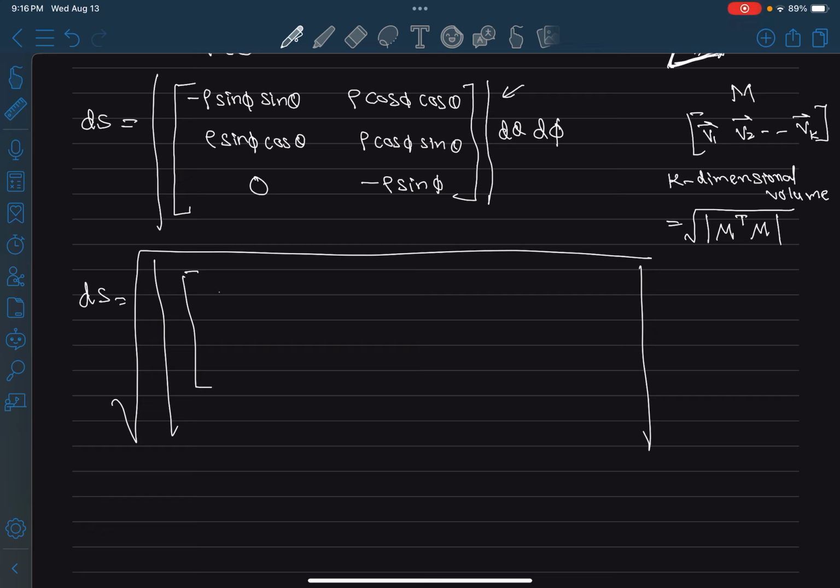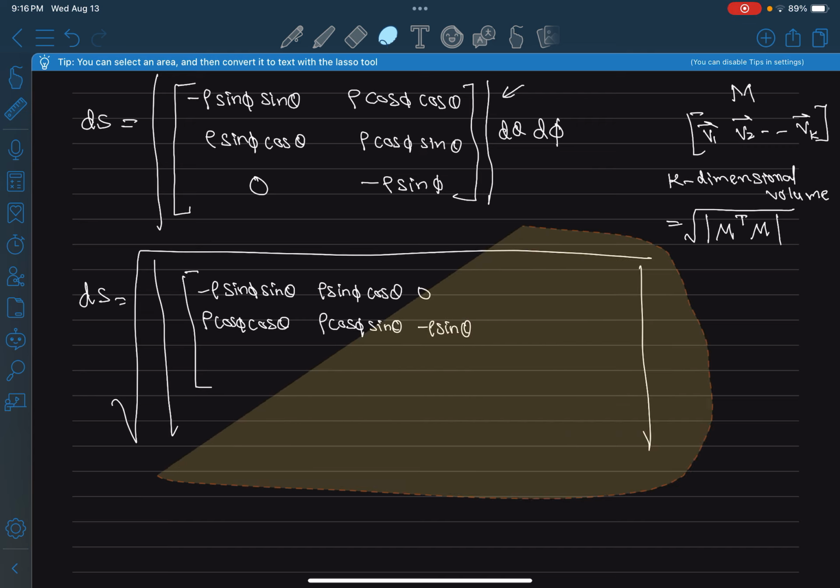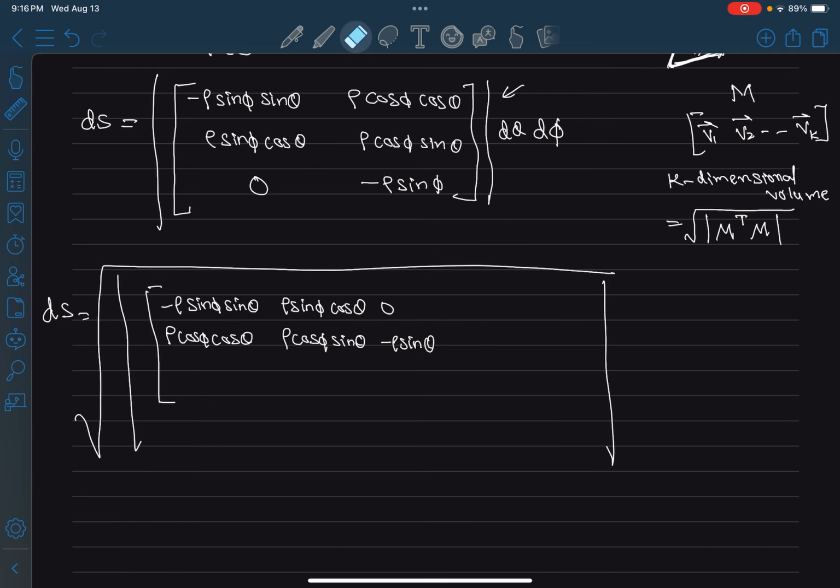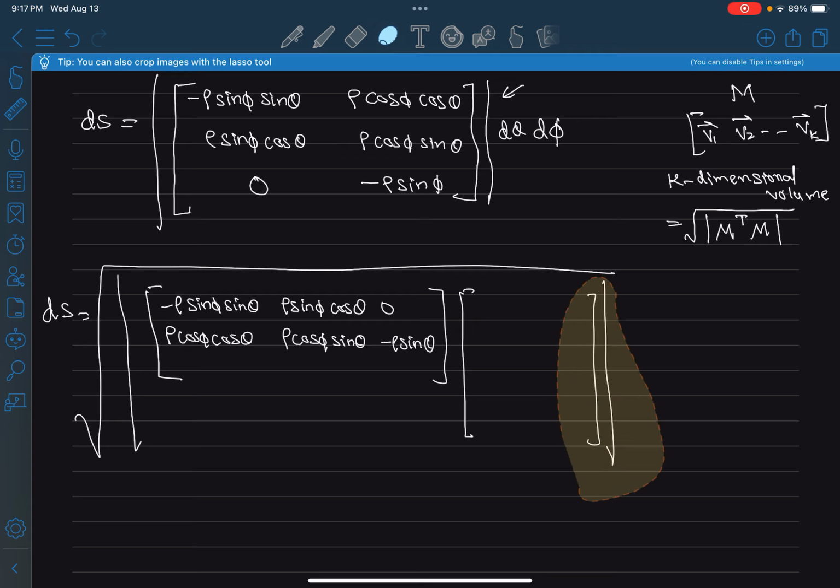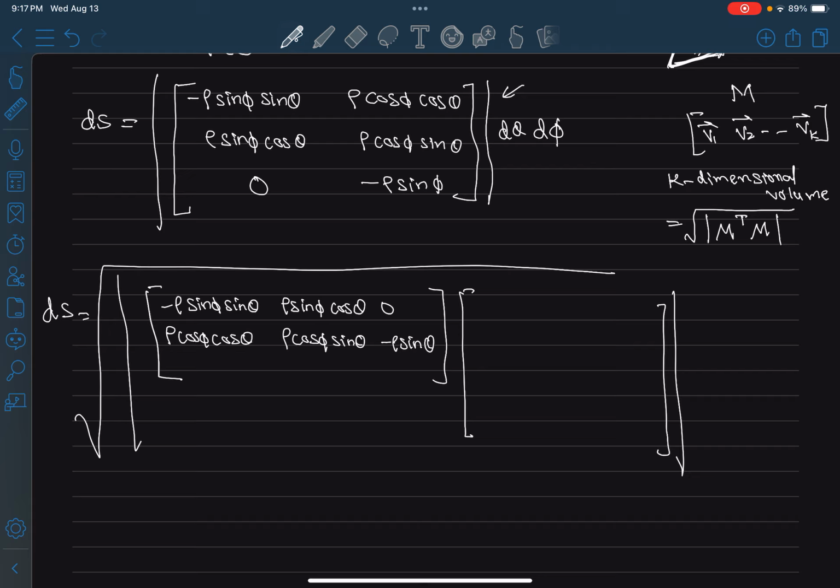Now if you take the transpose, it will be minus rho sine phi sine theta, rho sine phi cos theta, 0, rho cos phi cos theta, rho cos phi sine theta, minus rho sine theta. I think I need to move this to this side a little bit. Maybe I should have made this a little bit smaller. And then the next one will just be, let me also move this a little bit. Let me extend this square root.